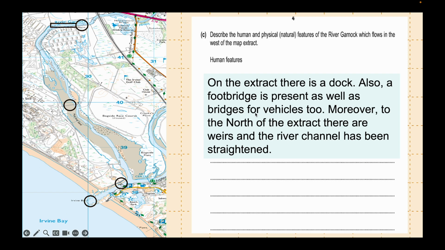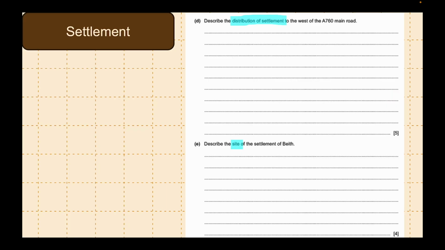So on the extract there is a dock or quay you could use, or jetty. Also a footbridge is present, as well as bridges for vehicles too. Moreover, to the north of the extract there are weirs, and the river channel has been straightened. Alright, moving on to settlement.